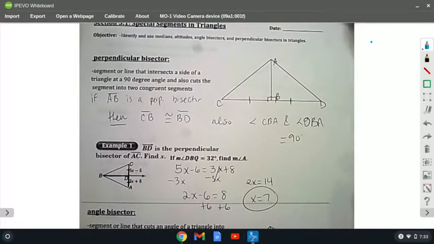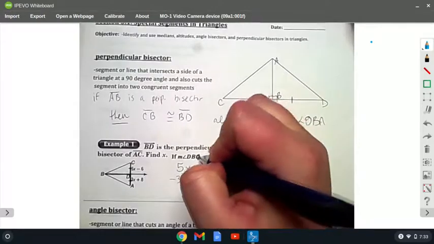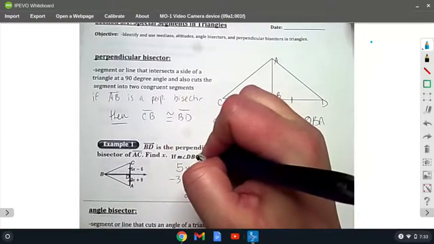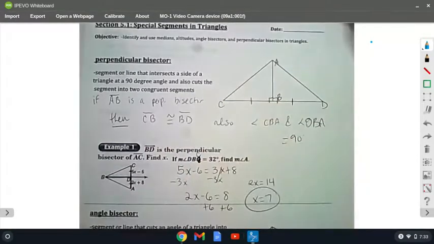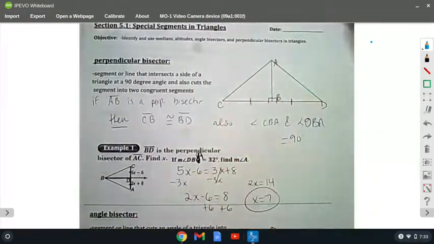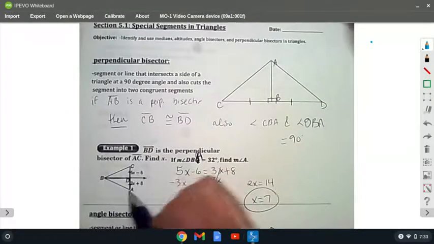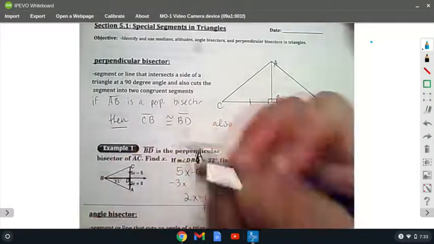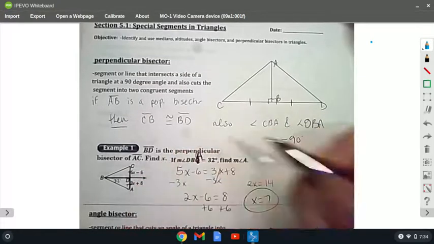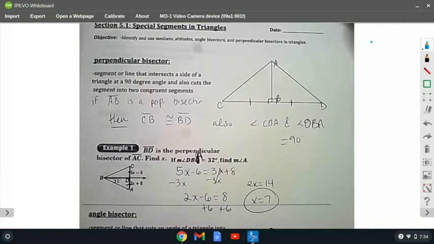Now, they also said that DBC, and hopefully it's fixed on your paper when I print it, but it is meant to be an A. DBA. It's meant to be an A. So angle DBA is equal to 32 degrees. Okay. DBA is equal to 32 degrees, and they want to know what angle A is. What is angle A?